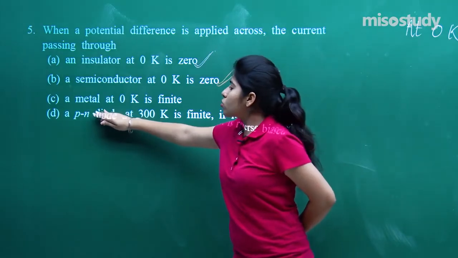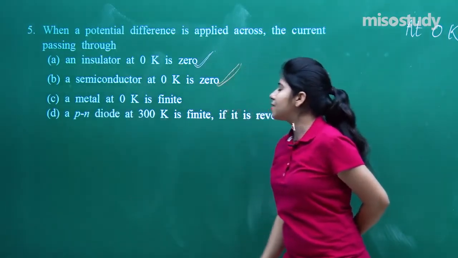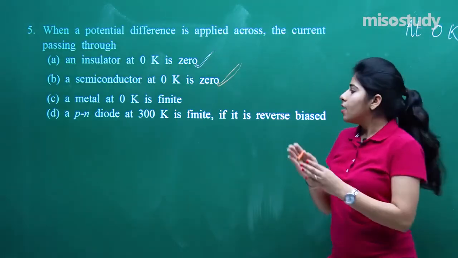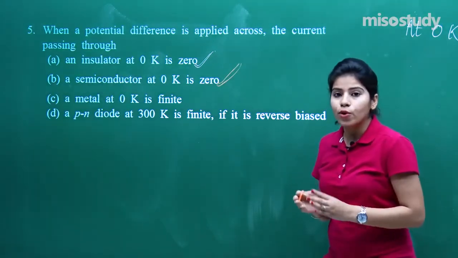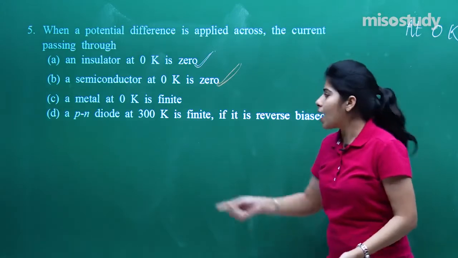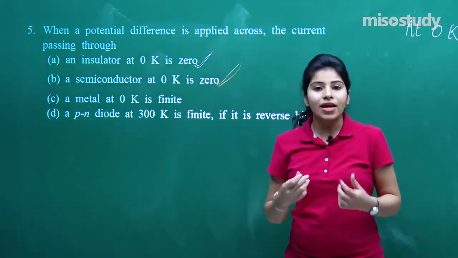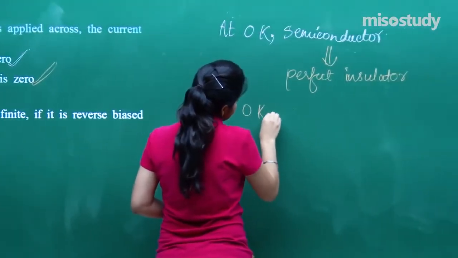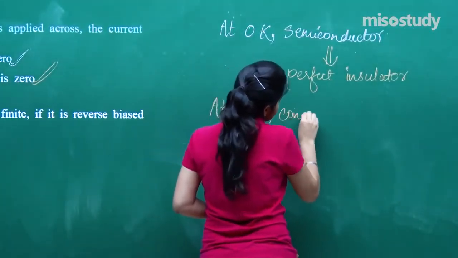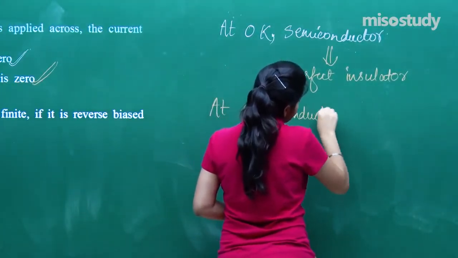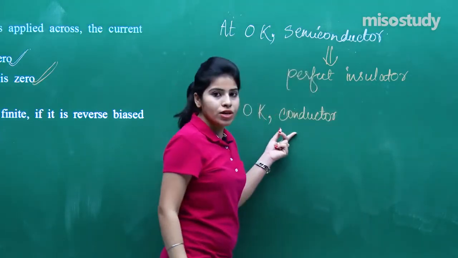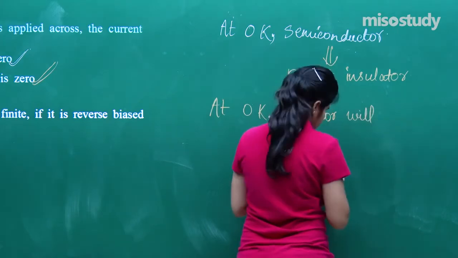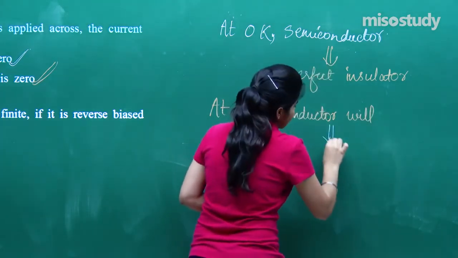Now if I talk about option C, a metal at 0 Kelvin is finite. So they are saying that in a metal the current flowing will be finite at 0 Kelvin. But let me just tell you, at 0 Kelvin the conductors, because we are talking about the metal, which is a conductor. So we know that at 0 Kelvin a conductor will behave as a superconductor.